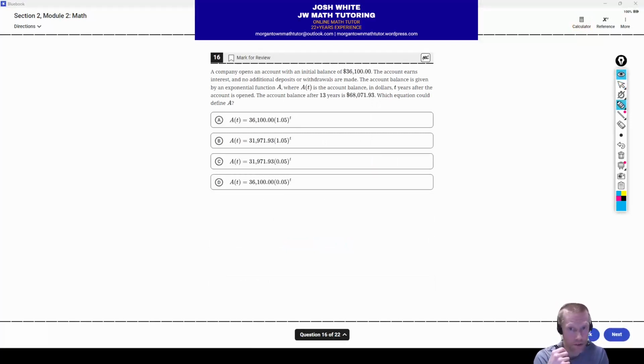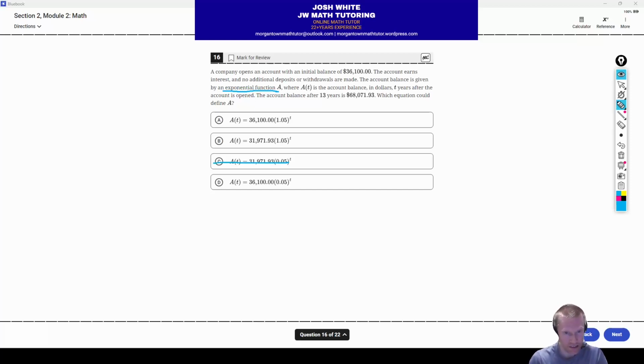Next up, question number 16. This is basically an exponential function equation that you're dealing with. I mean, they tell you it's an exponential function right here in the problem. So first, I'm just going to show you how you could use process of elimination to get this answer without actually needing to solve it. Notice that you start with 36,000 and the amount you have after 13 years is more than that, 68,000 whatever. Okay? So it's increasing.